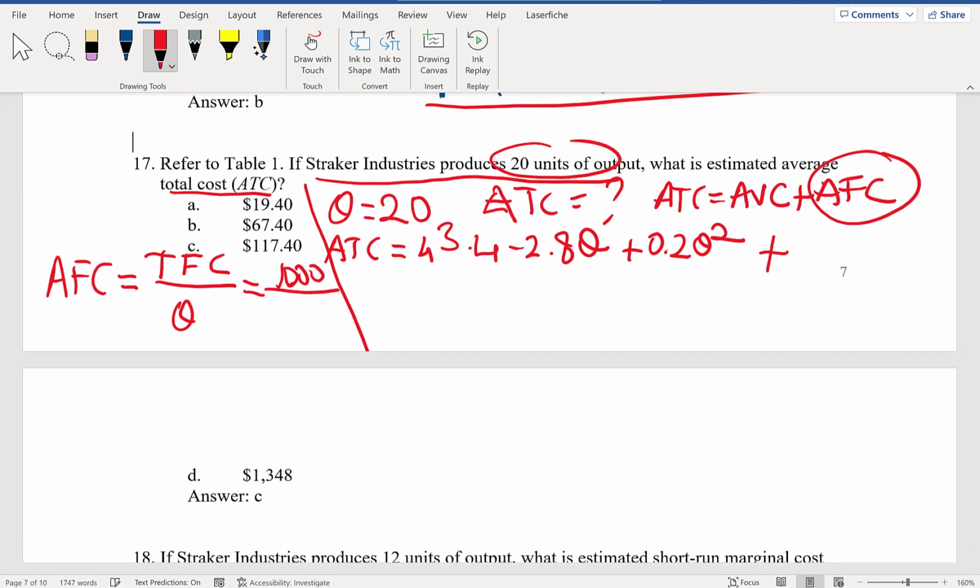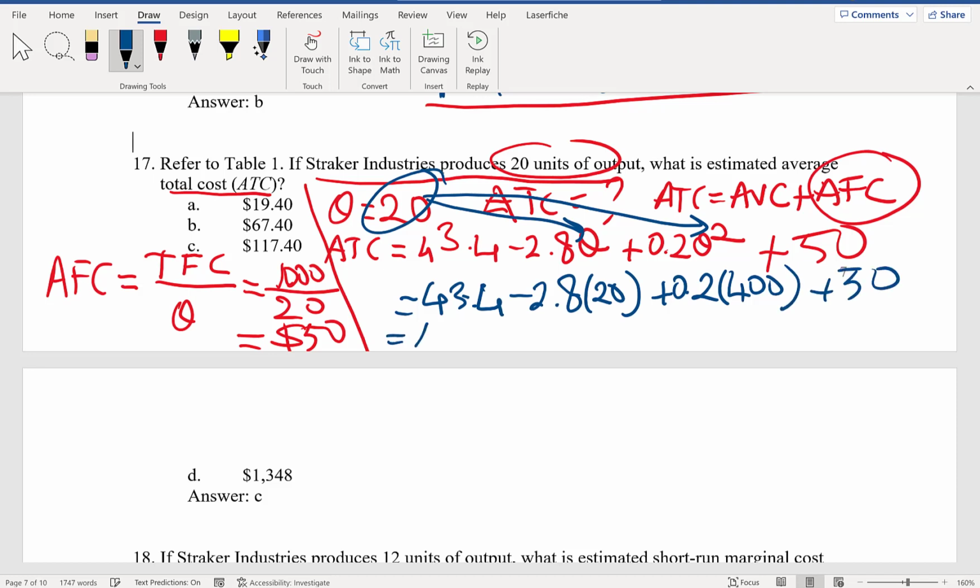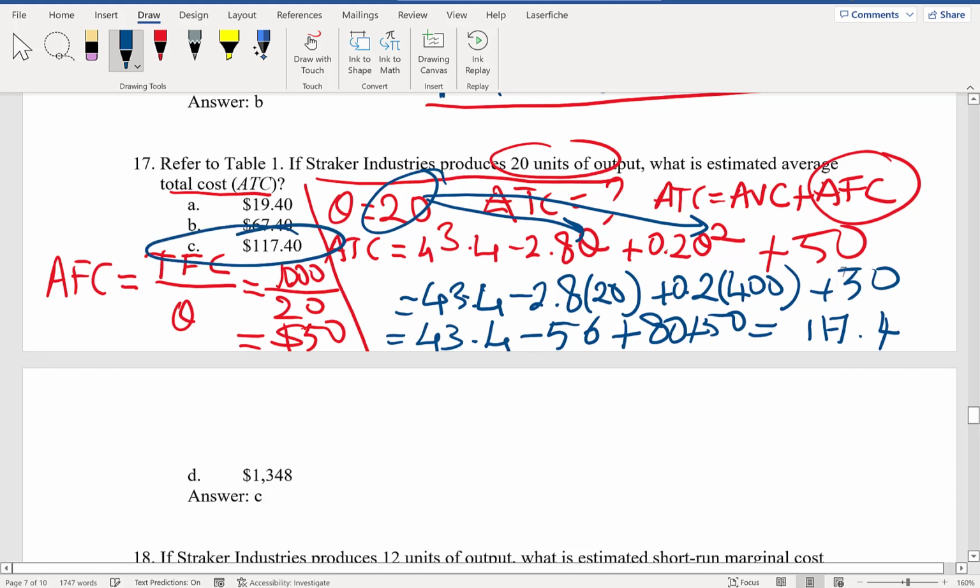Divided by quantity 20. So average fixed cost is $50 here. So I'm going to add just 50 here, and simply plug in this 20 whenever I see Q. Okay, so 43.4 minus 2.8 times 20 plus 0.2 times 20 raised to the power 2, which is 400, plus 50. So if you make this calculation, 43.4 minus 56 plus 80 plus 50, you're going to find 117.4. Correct answer is C.